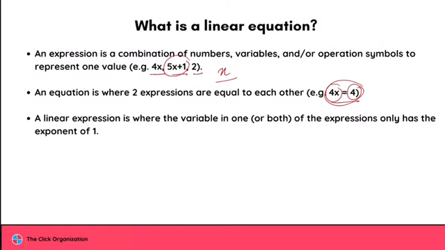However, a linear equation is where the main variable in both of the expressions only has the exponent of 1. So for example, we can take this example over here, 4x is equal to 4. The only variable in this equation is x, and as you can see, the highest exponent that it has is 1. This makes it a linear equation.